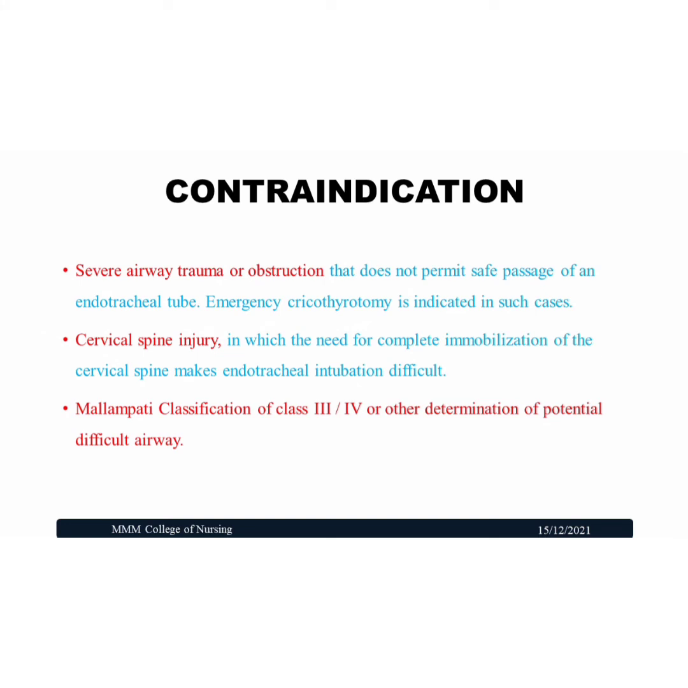Contraindications for endotracheal intubation: severe airway trauma or obstruction that does not permit safe passage of an endotracheal tube, in which case emergency cricothyrotomy is indicated. Next is cervical spine injury, in which the need for complete immobilization of the cervical spine makes endotracheal intubation difficult. And Mallampati classification of class 3 and 4 determines a potentially difficult airway.